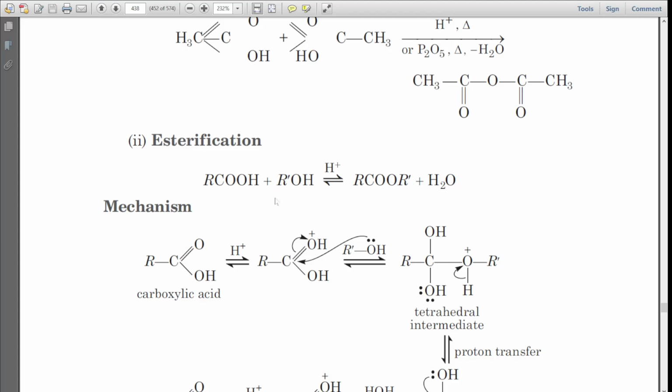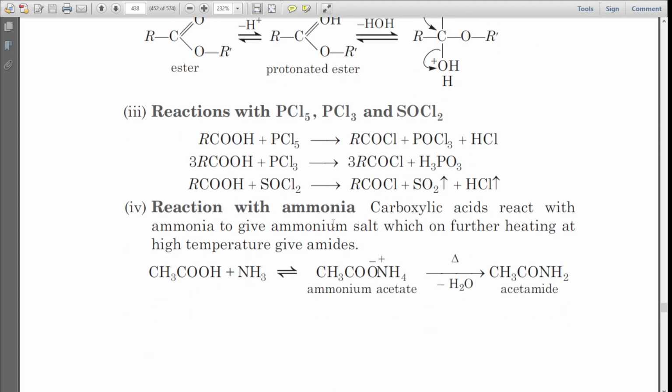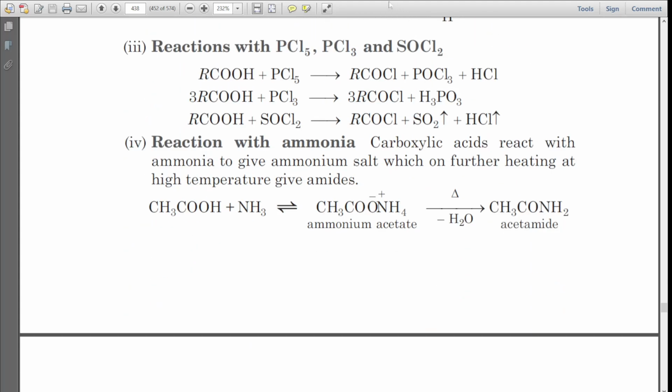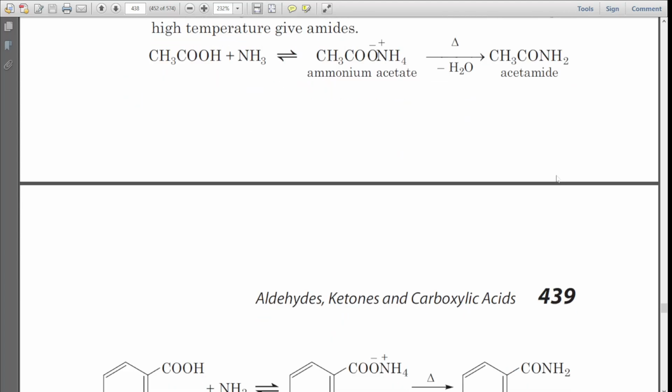Next, esterification. Acid in the presence of alcohol goes in a reversible manner to form esters and water. The reaction mechanism is not a part of your course. The reactions with PCl5, PCl3 and SOCl2 are the same as those we have discussed before in the alcohol chapter, so there is not much change here. Reaction with ammonia gives you ammonium acetate, and removal of water gives you amides.